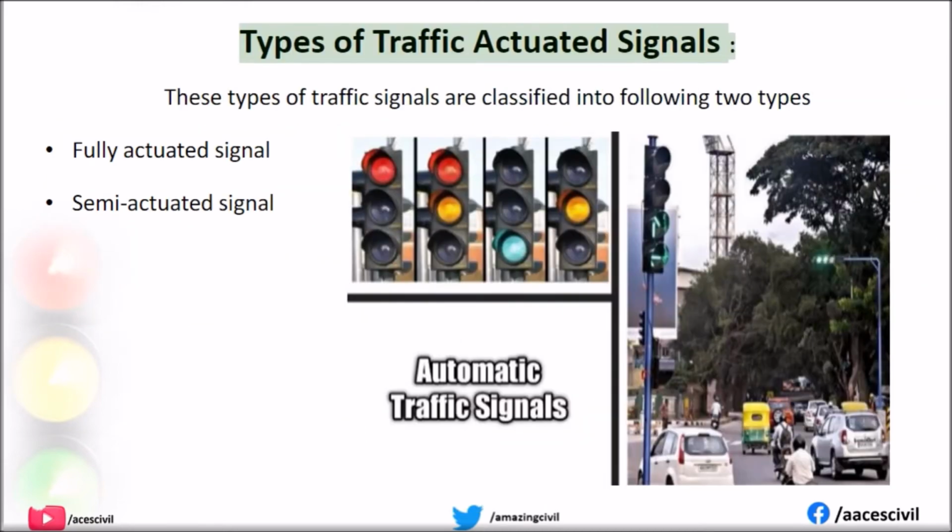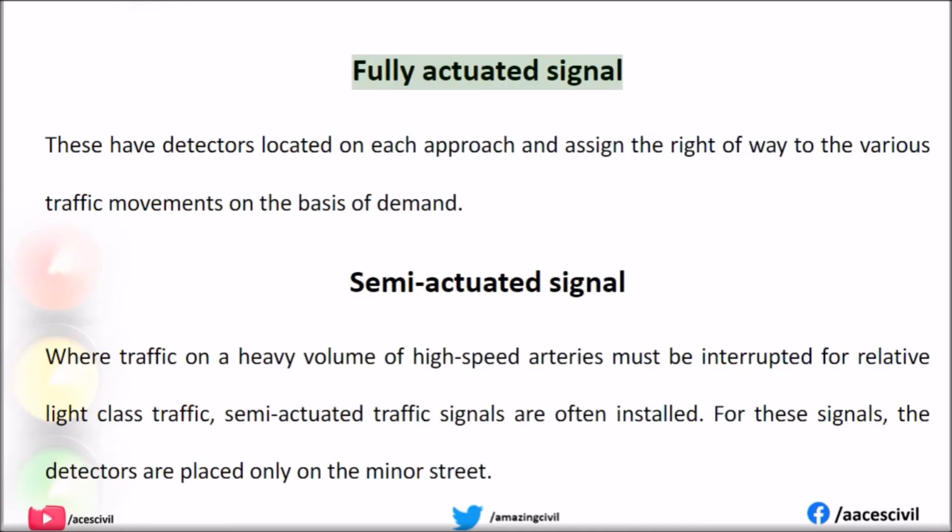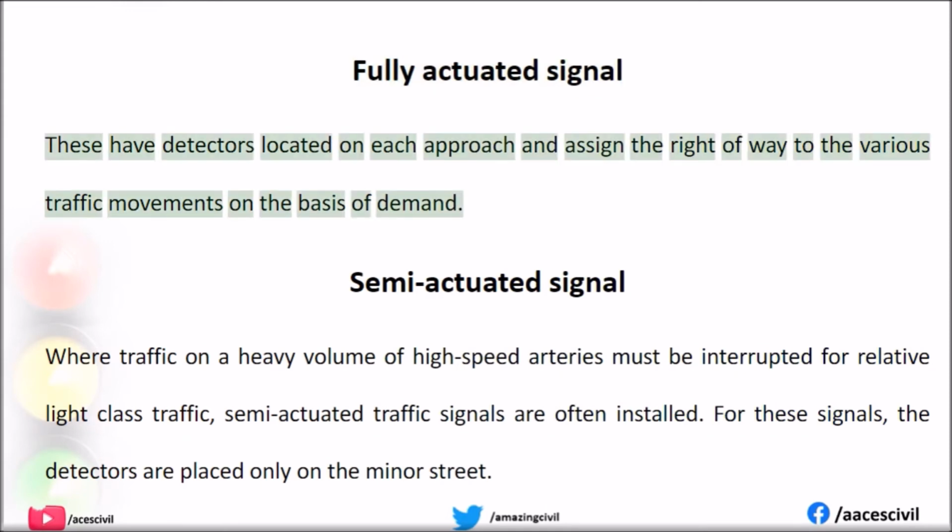Types of traffic actuated signals. These types of traffic signals are classified into the following two types: fully actuated signal and semi-actuated signal. Fully actuated signal: these have detectors located on each approach and assign the right of way to the various traffic movements on the basis of demand.